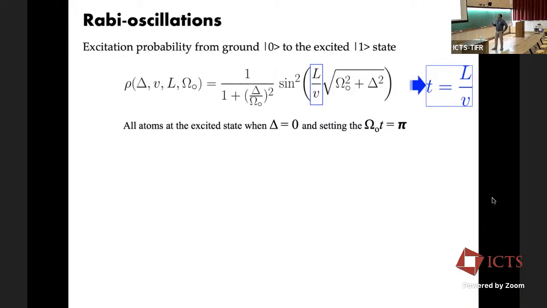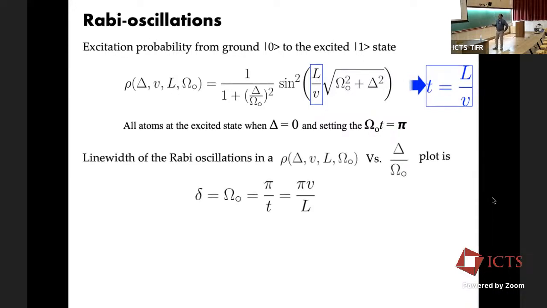If I set it somehow to pi, which is called a pi pulse, then practically I will get all the atoms to the excited state, right? That's the definition of the pi pulse. I mean, I have shown you how it happens. Then the probability of the atom being in the excited state becomes exactly 1. But it does not necessarily have to always be pi.